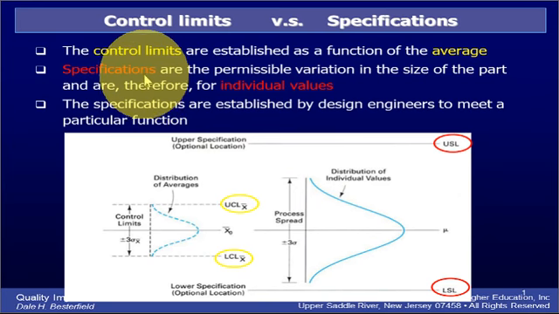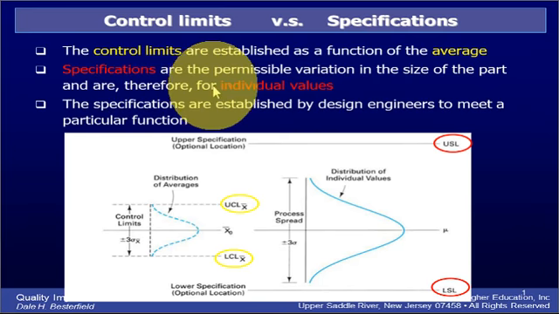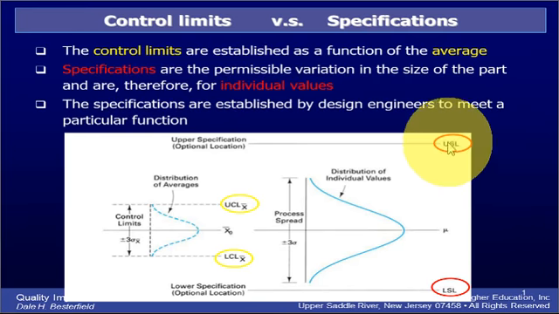So the specifications are the permissible variation in the size of the part and are therefore for individual values. Okay, so the USL and the LSL are the upper specification limit and lower specification limit. And these specifications are established by design engineers to meet a particular function. I want to emphasize that the control limits and specifications are obtained independently, so they do not have any correlations between each other.